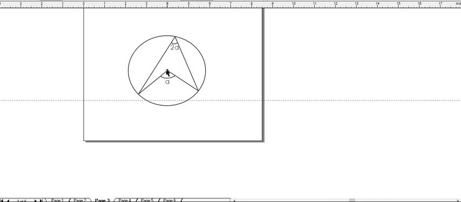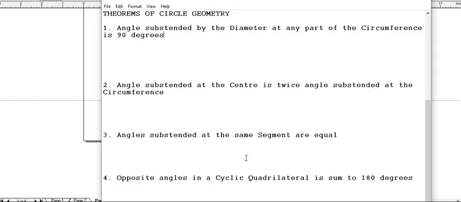Now, look at this circle. Angle A is subtended at the center of the circle, and another angle is subtended at the circumference. The one subtended at the center is labeled A, and the one subtended at the circumference is called 2A. That simply means the angle at the center is 2 times the angle at the circumference. That is your theorem number 2.